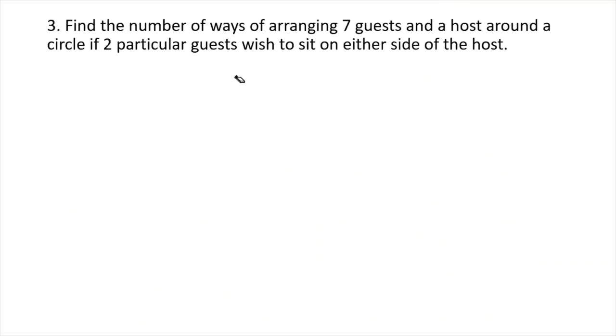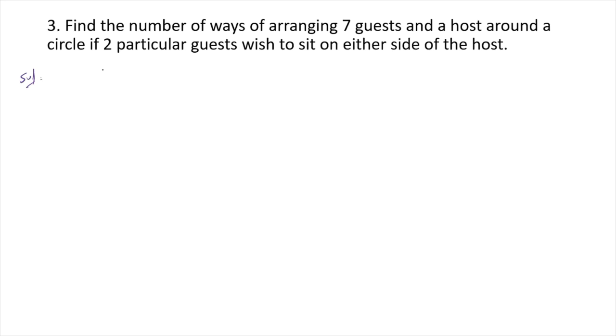Okay. Our next problem is like this. Find the number of ways of arranging 7 guests and a host around a circle, if 2 particular guests want to sit on either sides of the host. So let me explain the problem for you. So you have invited 7 people to your home, and you want to have lunch with these 7 people. Now out of these 7 people, 2 people are your special guests. Now you want to make those 2 people sit beside you.